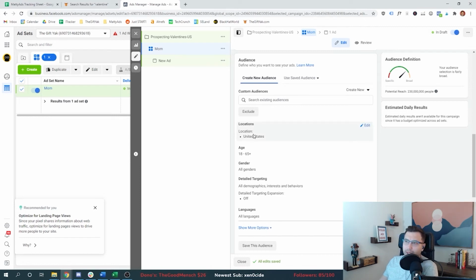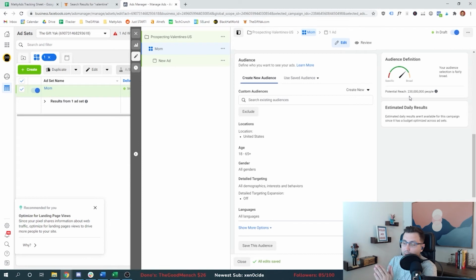So we know we want to keep our location as is. We're also probably just going to keep our age as is, because technically any age can buy a gift for their mom. And it should be considered here, the lower this number goes, this is your potential reach, the more expensive it is to deliver your advertisement.